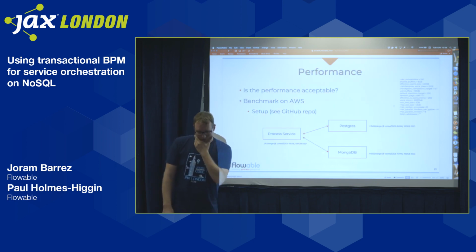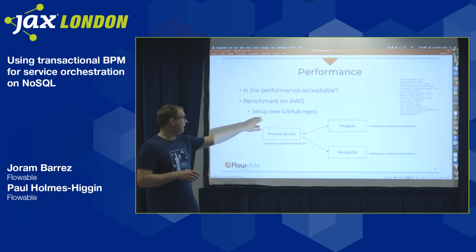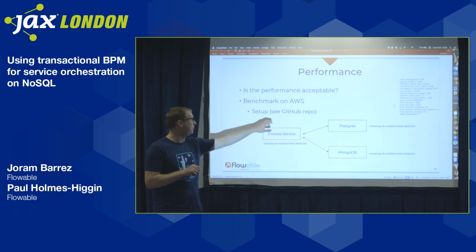Now, the question, of course, that everybody will ask immediately is, how does it perform, right? I mean, am I just able to swap MongoDB with another database? So that's why we did a very simple benchmark on Amazon AWS. The code for this is in the GitHub repository, and the link is at the end.